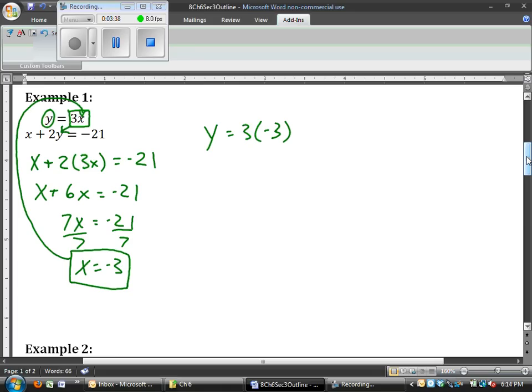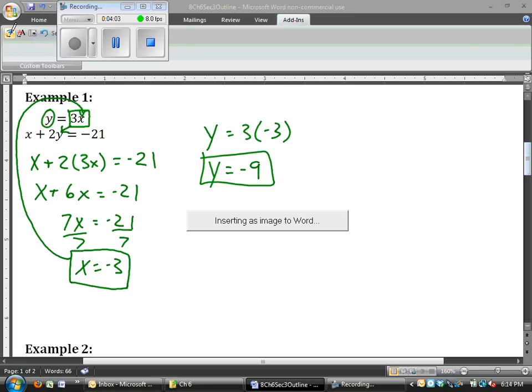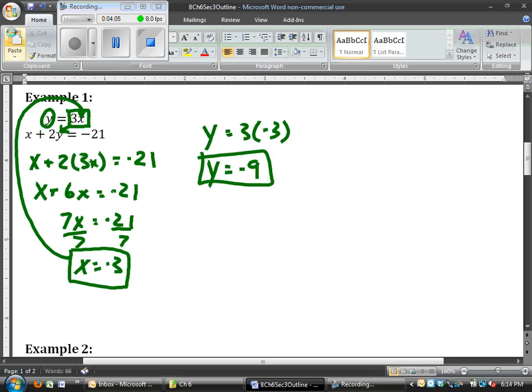So I'm going to substitute back into this top equation this time because it's going to be much easier than substituting it into the bottom equation. And y is equal to 3 times negative 3, which means y is equal to negative 9. So we had one solution there, x equals negative 3 and y equals negative 9. If you were to plug those back in, you would see that you would get true statements for both of those equations. So that's the entire process.